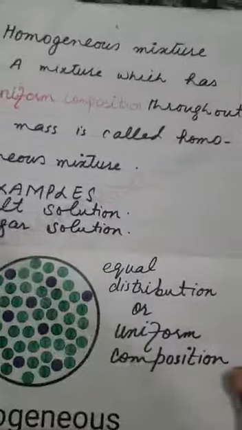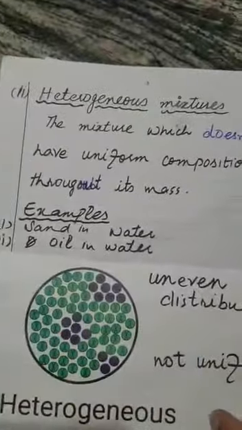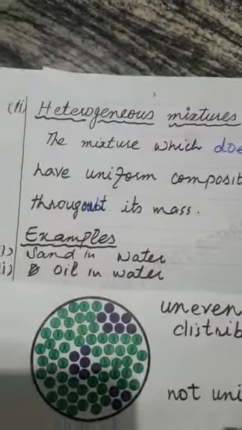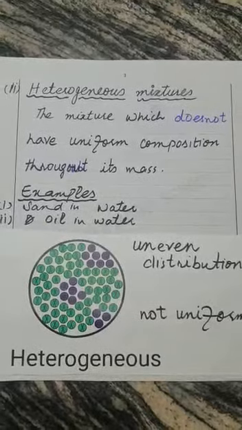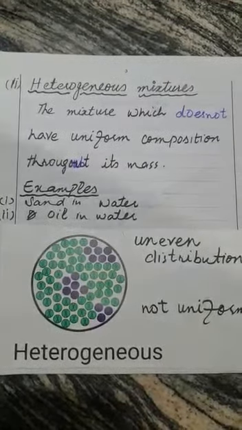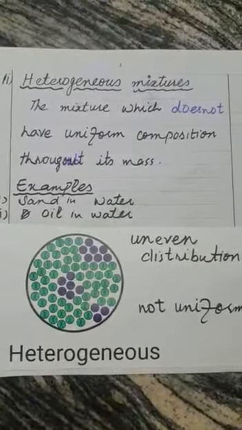Now after that we are going to discuss the second type of mixture, which is known as heterogeneous mixture. Now I will define heterogeneous mixture: a mixture which does not have uniform composition throughout its mass.